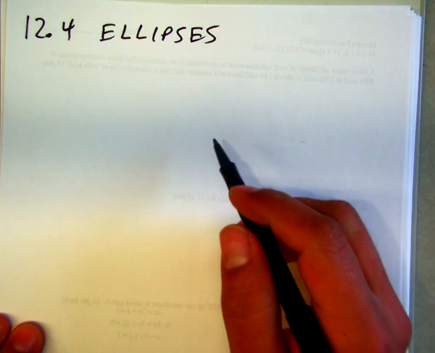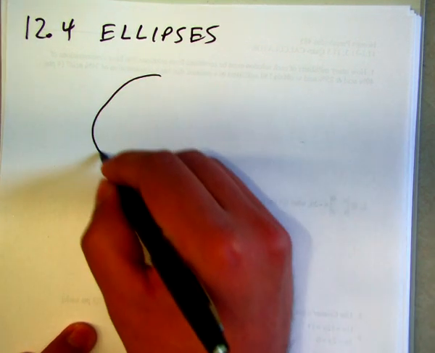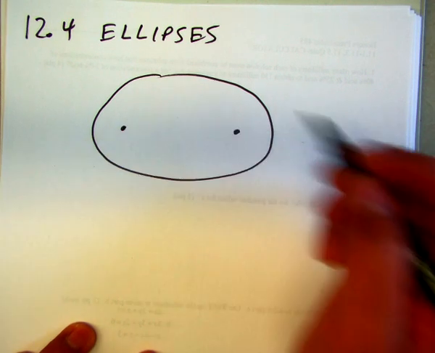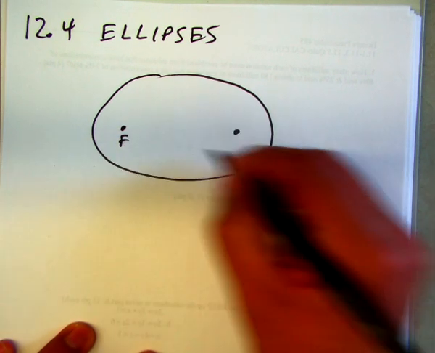So on your page, you have something that looks roughly like this. Here's one focus, here's another.